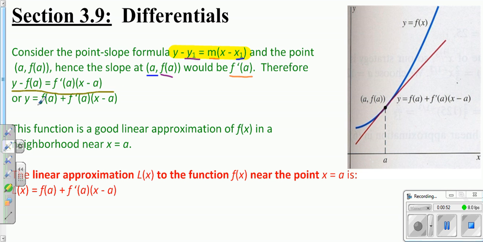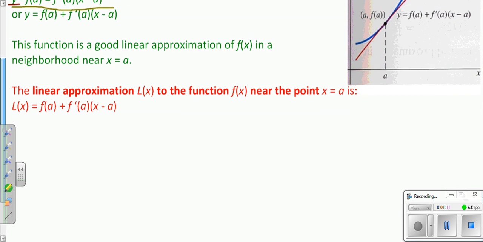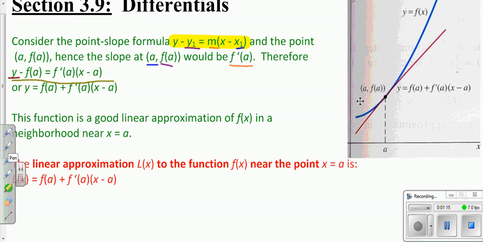Now, your linear approximation, you basically want to get this by itself. Well, to get that by itself, you'd have to add f of A to both sides. So we get y is equal to f of A plus our slope, f prime of A, times x minus A. This is referred to as your linear approximation formula, which, when you're looking at the equation of your tangent line here, is going to give us a pretty good estimate of the actual value of our function if we are near that x coordinate of A.